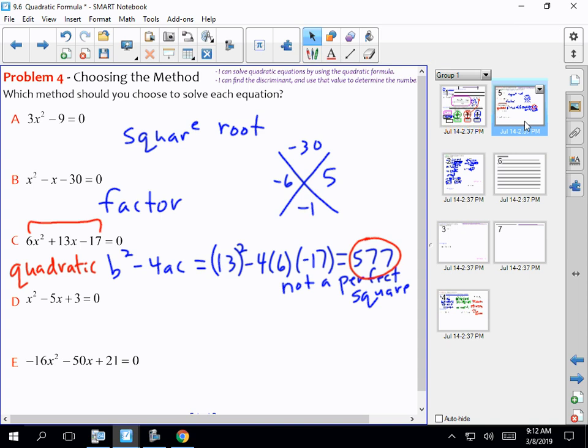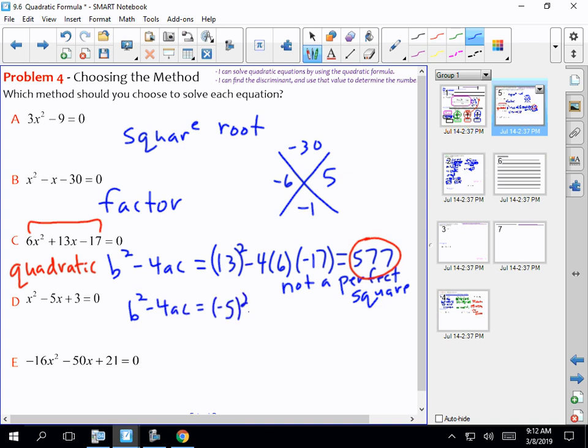What about D here? You could probably look at this. Can you think of any factors of 3 that would add to equal -5? No, the only factors of 3 are 3 and 1, and they add up to 4. So that's not going to work. If you checked with the discriminant, the b squared minus 4ac here, it'd be -5 squared minus 4 times 1 times 3. 25 minus 12 gives me 13, and that's also not a perfect square. So that tells me the quadratic formula is the way you want to approach this one. Quadratic formula.